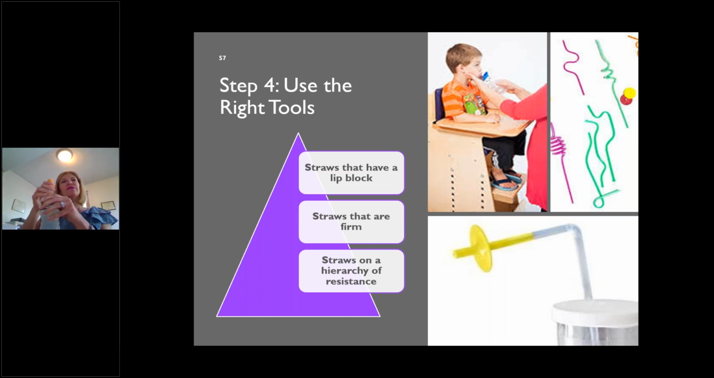When the straw is nice and firm and it has a block, here are a couple of different examples. We have lip blocks by Talk Tools. The Honey Bear straw cup has a built-in block. This is something different on the bottom that's made by Arcs Therapeutic. But what these all have in common is that lip lock, which discourages the suckle swallow and the tongue thrusting.